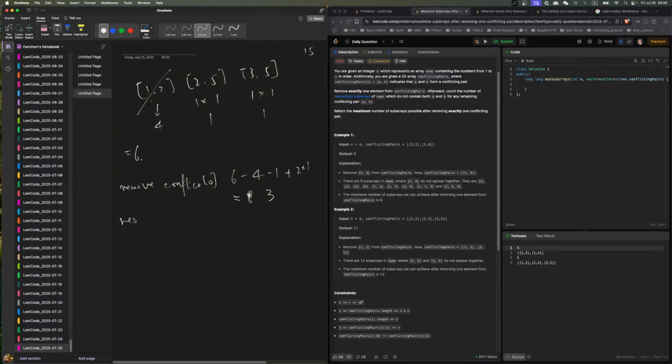Okay, now let's say if we remove conflict 1, if I remove this, so that's going to be 6 minus, I'll remove this, I need to remove this, and then I plus, after I remove this, what's going to be this? So I do this minus 1, right? I do this minus this, and plus 2 times 1.